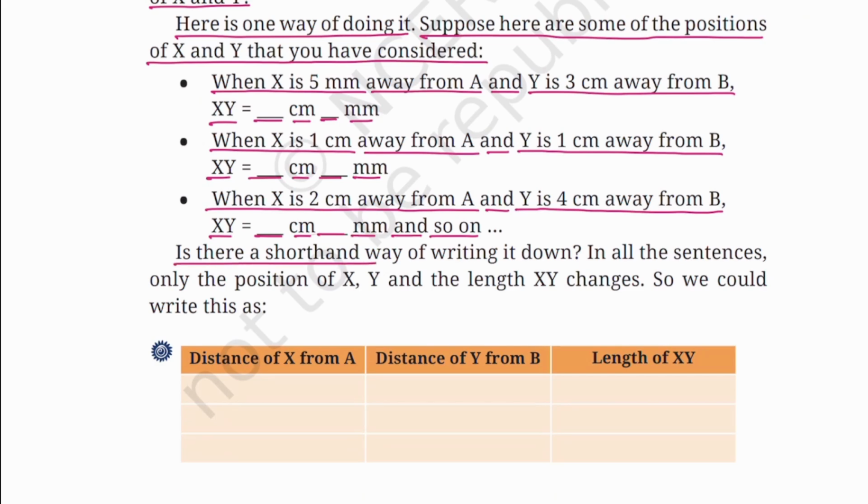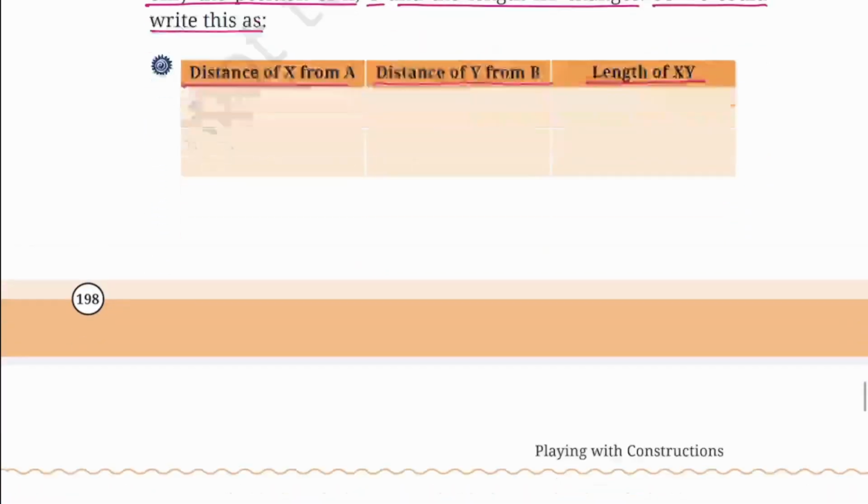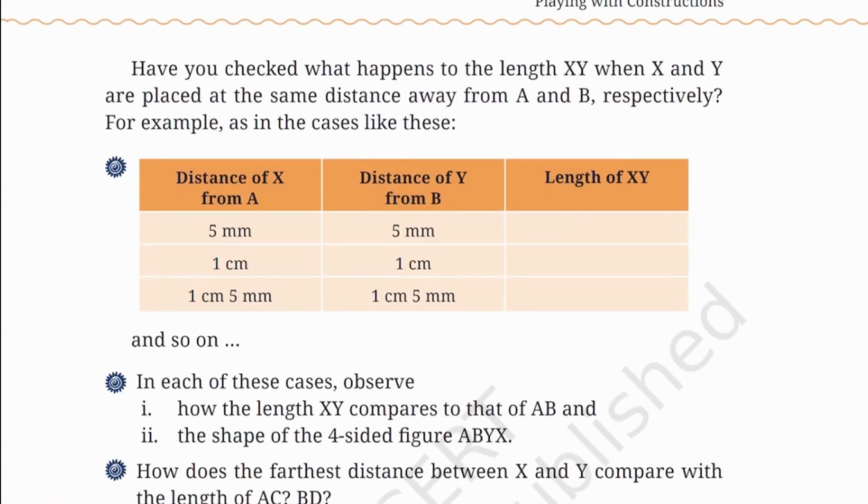Is there a shorthand way of writing it down? In all the sentences, only the position of X, Y and the length XY changes. So we could write this as distance of X from A, distance of Y from B, length of XY. Have you checked what happens to the length XY when X and Y are placed at the same distance away from A and B respectively?